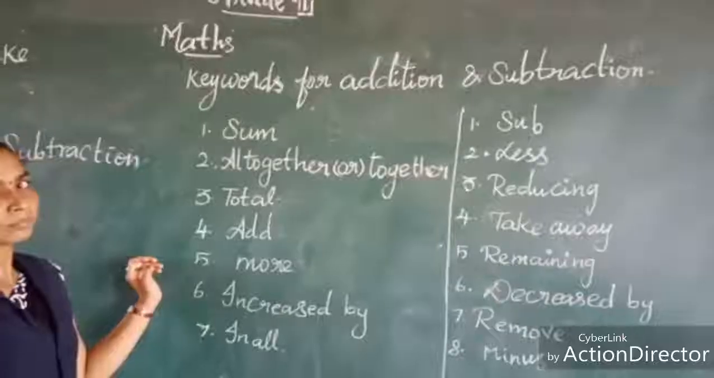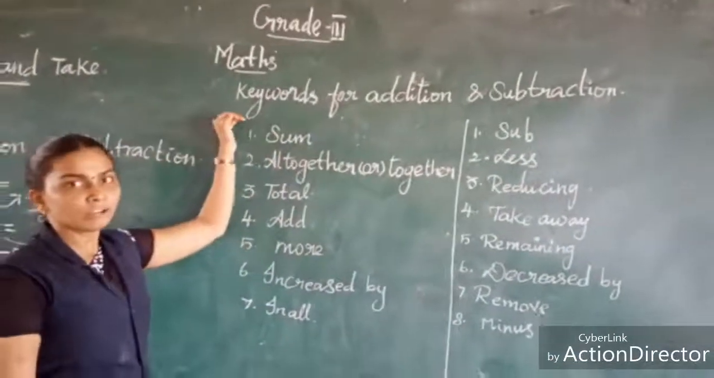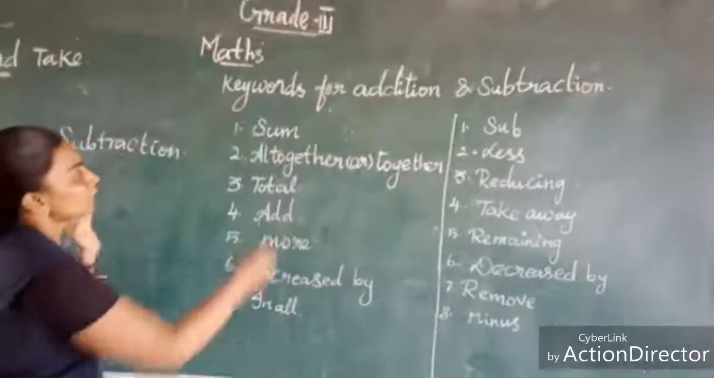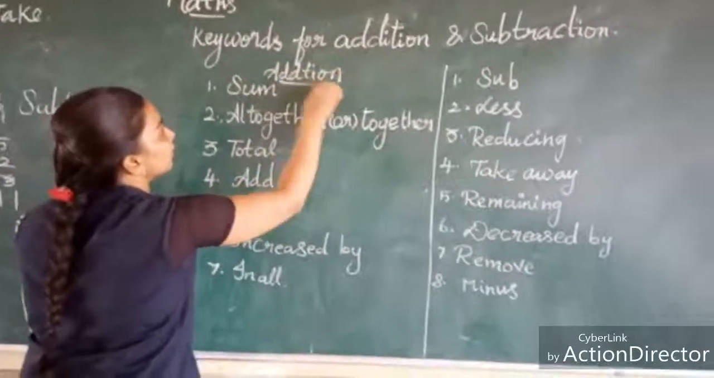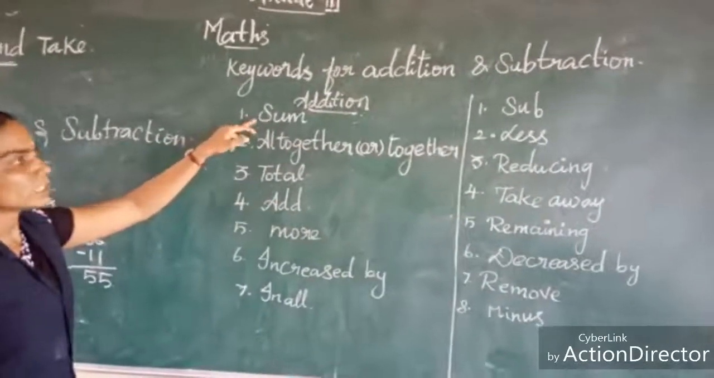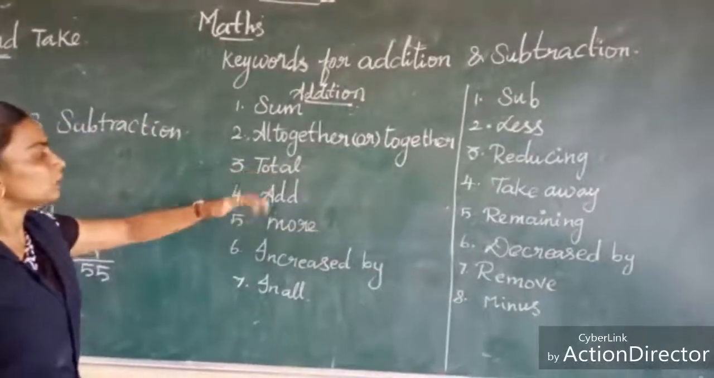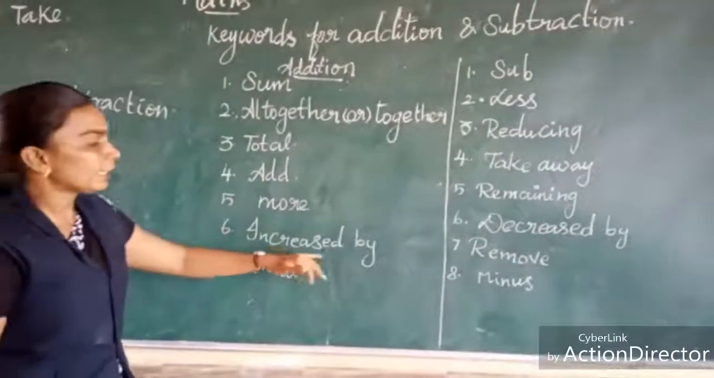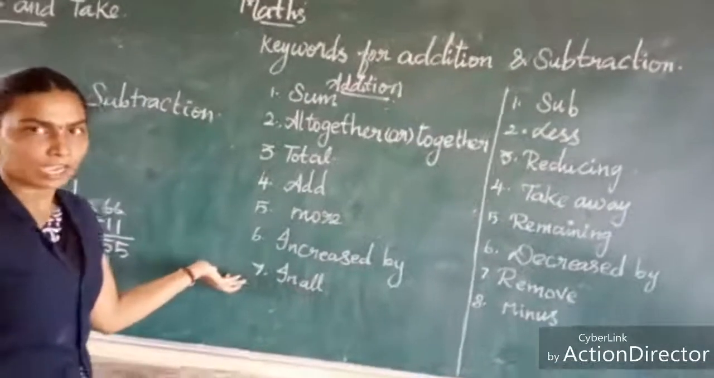Next, look at keywords for addition and subtraction. These keywords are useful for word problems. This one is for addition, and this one is for subtraction. What are the keywords? Sum means addition. Altogether or together. Next, total. Fourth one, add. Fifth one, more. Sixth one, increased by. Seventh one, in all. These 7 are keywords for addition.